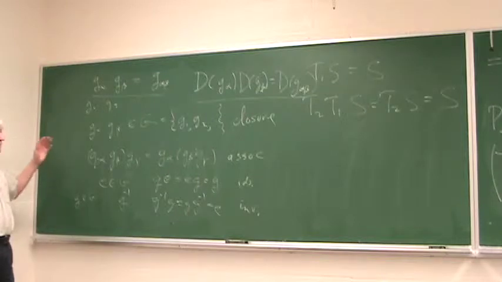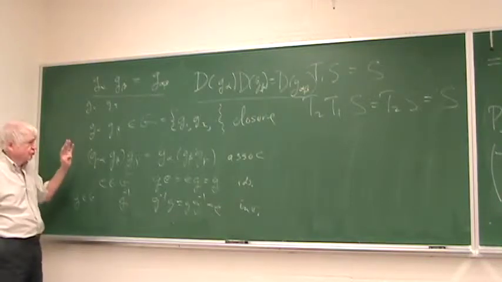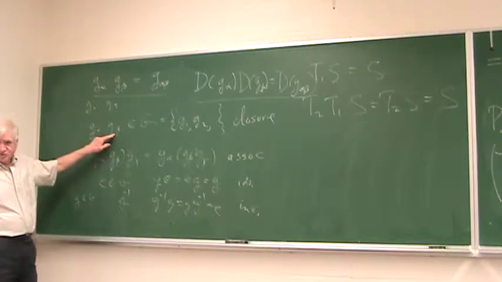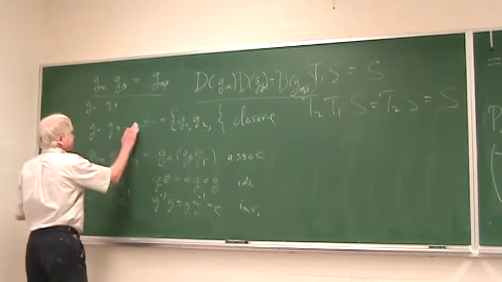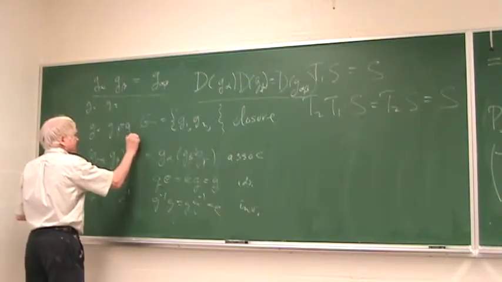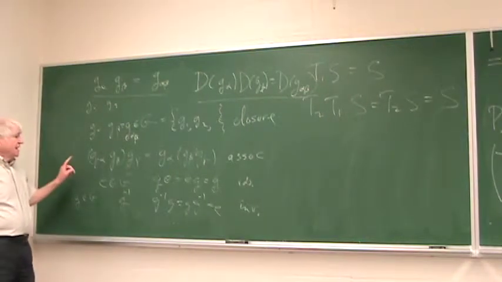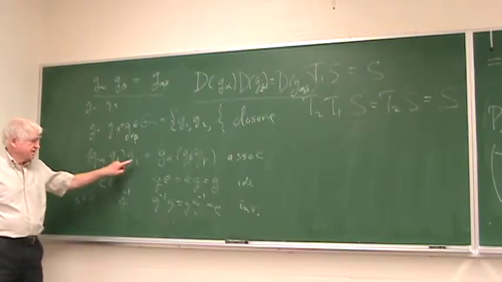But in general, this multiplication rule, and the elements of the group, have to satisfy four rules. The most important one is closure, that the product of any two group elements is another element in the group. So in other words, this is equal to G alpha beta, which is in the group. Then there's associativity, that G alpha times G beta times G gamma.